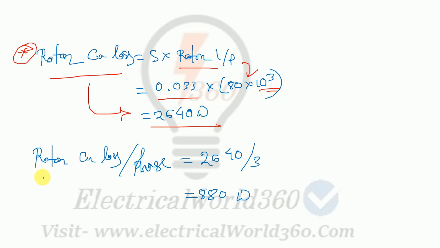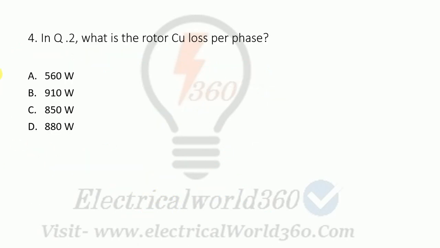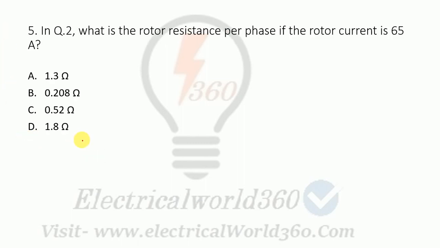And as we know, to find out the rotor copper loss per phase, we need to divide it by 3. So the rotor copper loss per phase will be 880 watt. So here you can see the option number D will be the right answer. This is the question number 5.